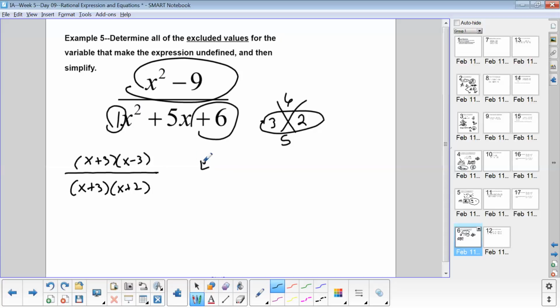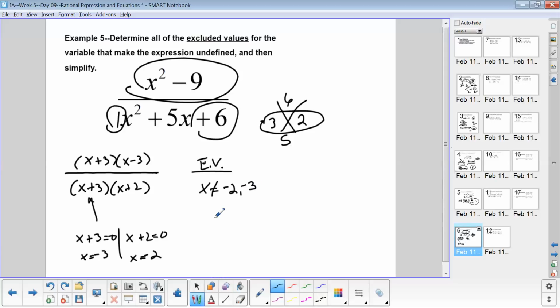So what are my excluded values? That's the question you're going to ask for each of these: what are the x values that make this expression go to an undefined value? So x cannot be... We're looking here. And if it helps you, you can always set them equal to 0 and solve. So x would be -3 and x would be -2. So there you would say x cannot be -2 and x cannot be -3.